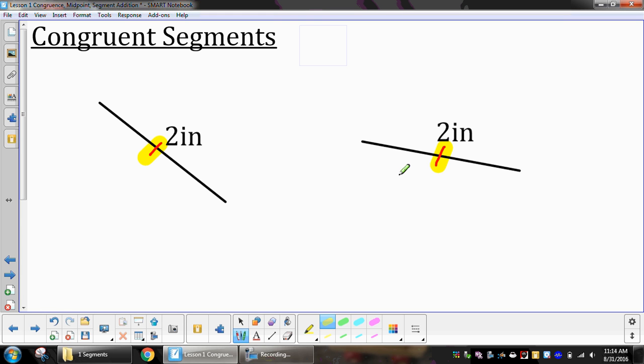So if I didn't have the label 2 inches on each of the segments, but I did have those two red slashes, I would still know that the segments were congruent. And that's what that tells you. We have a symbol for congruent, and it looks like an equal sign with a little squiggly on top of it. This symbol right here means congruent.